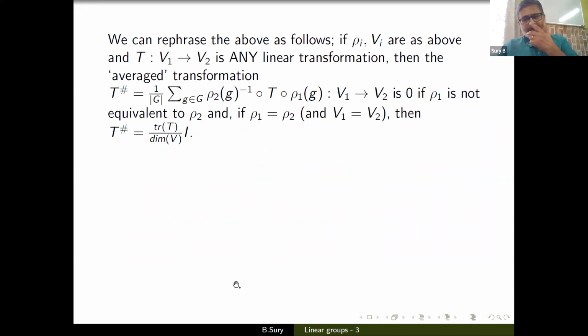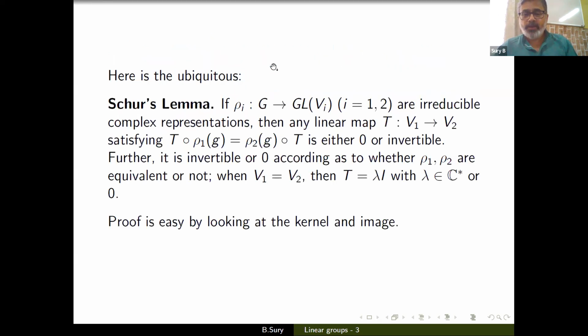Okay, but apart from its importance, Schur's lemma can be rephrased in different ways also. Here is one rephrasing, which is again very useful. So rho i and Vi are as above, that is, irreducible representations, and T is any linear transformation. I'm not taking T to be respecting the action. Let's go back: here T was taken to be this, and then we concluded T is either 0 or invertible, when T is a linear transformation respecting the G actions.